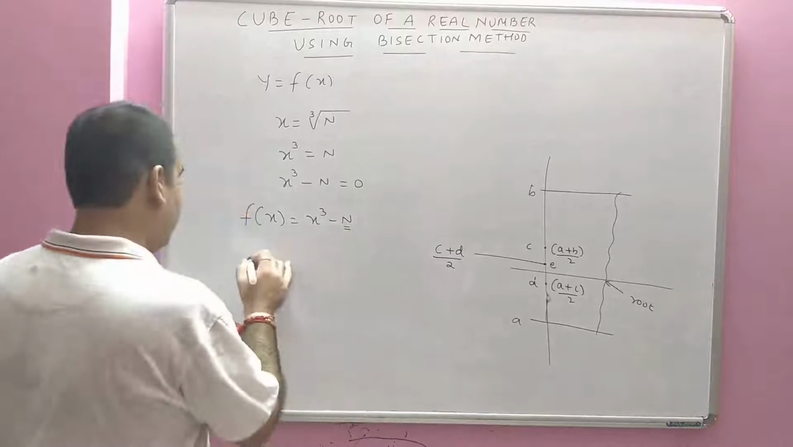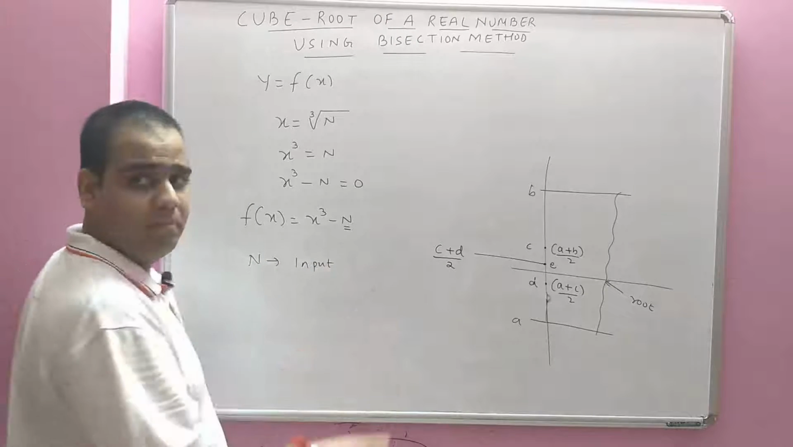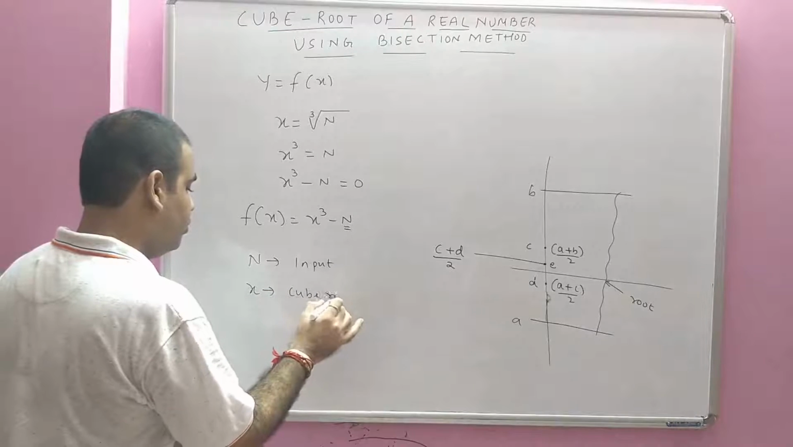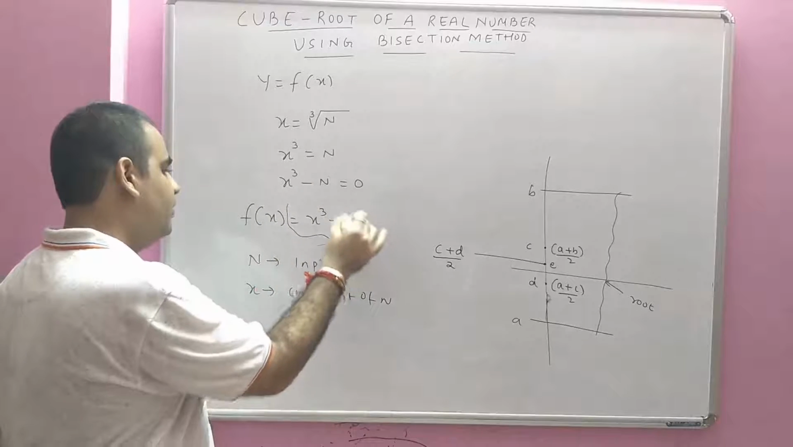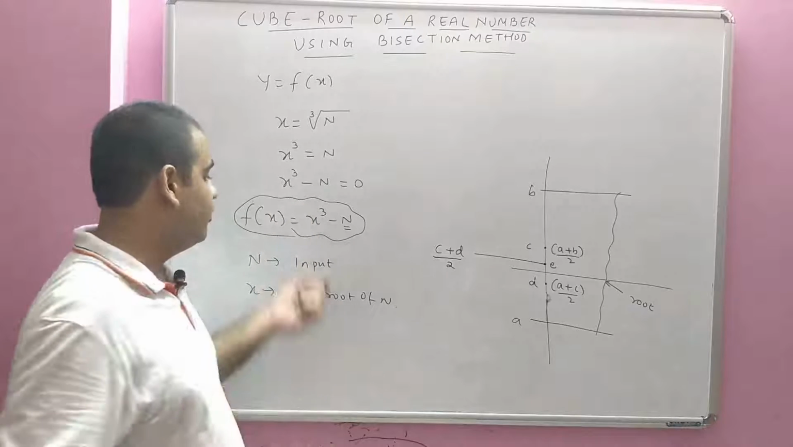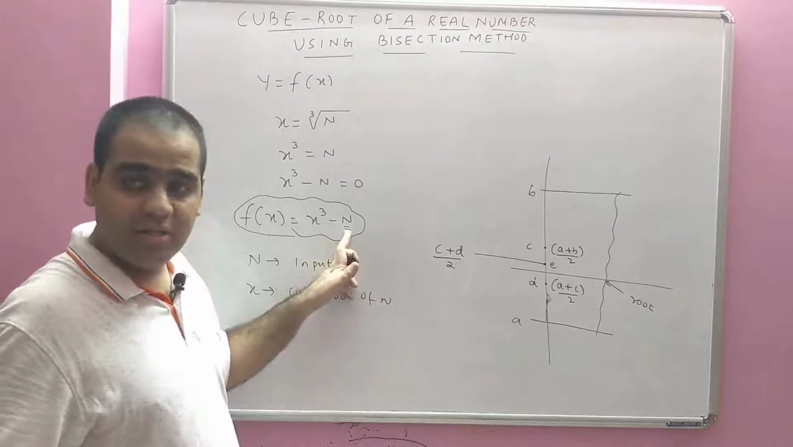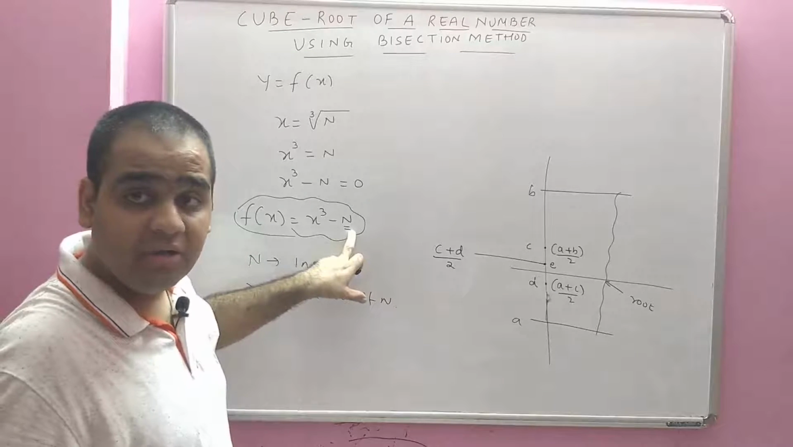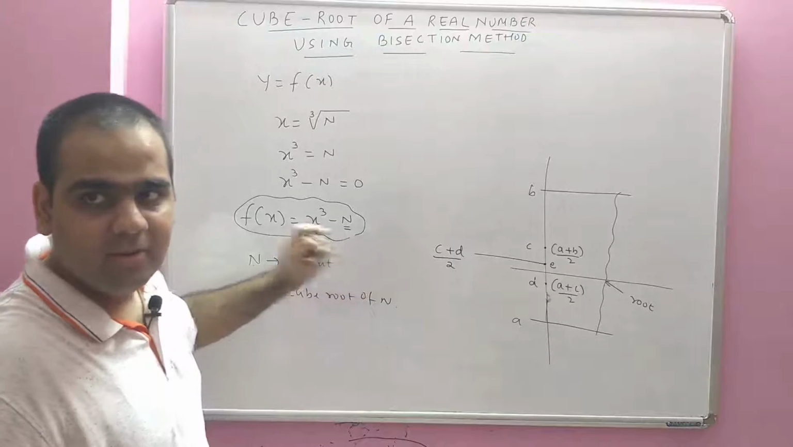Now n is any given number, and x is the cube root of n. Is that okay? Now what is n? n is the input, the given real number, and x is the cube root of n. This particular equation we are going to solve using the bisection method. Let me take the value of n as 69. Any value you can take. Let's take it as 69 and see how we find the cube root using the bisection method.